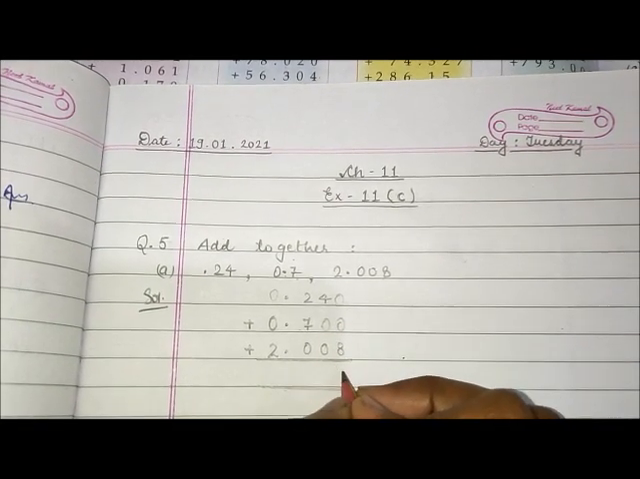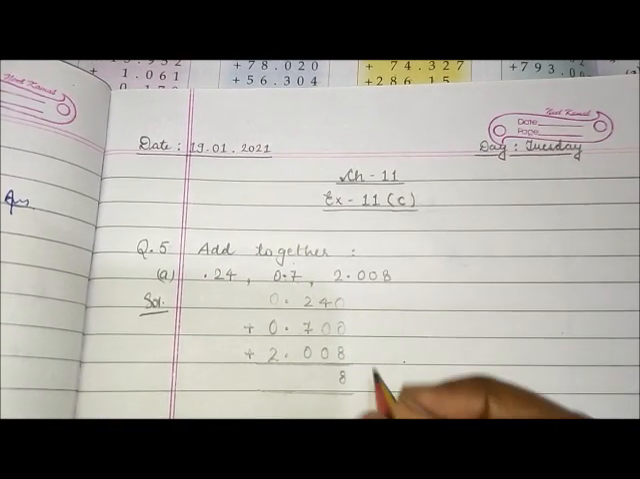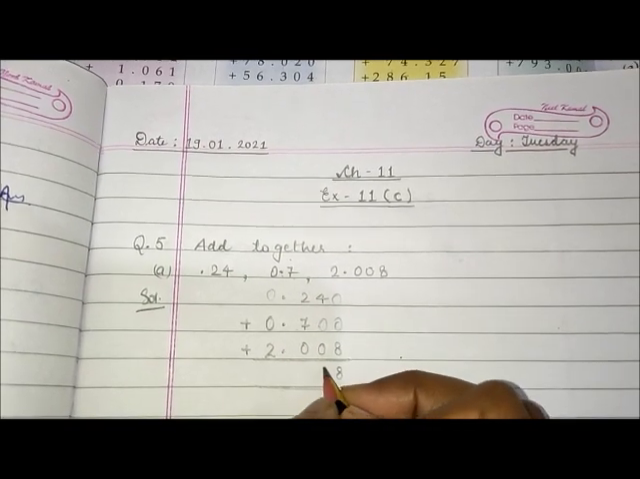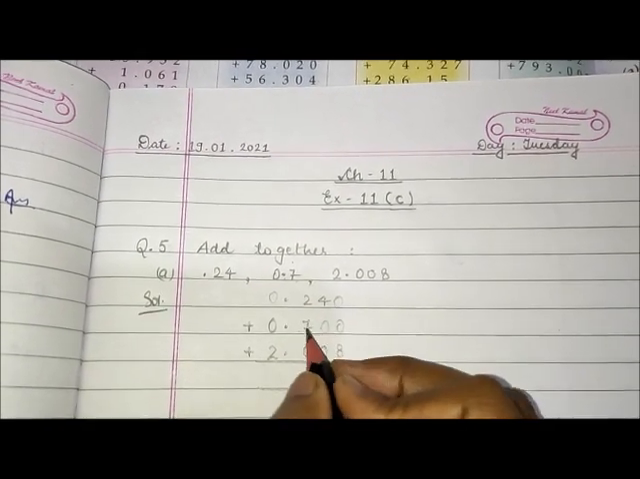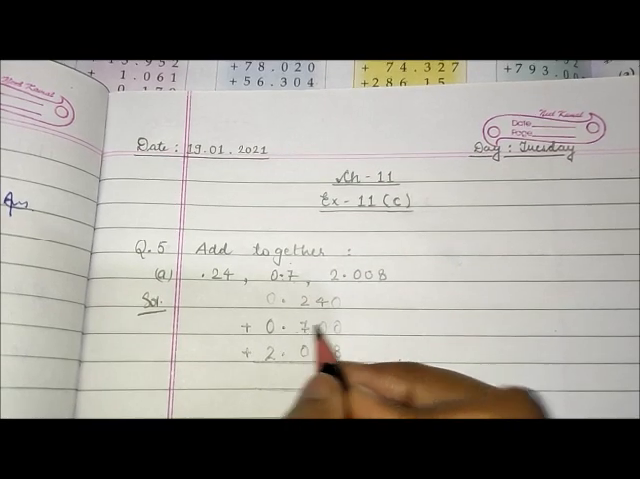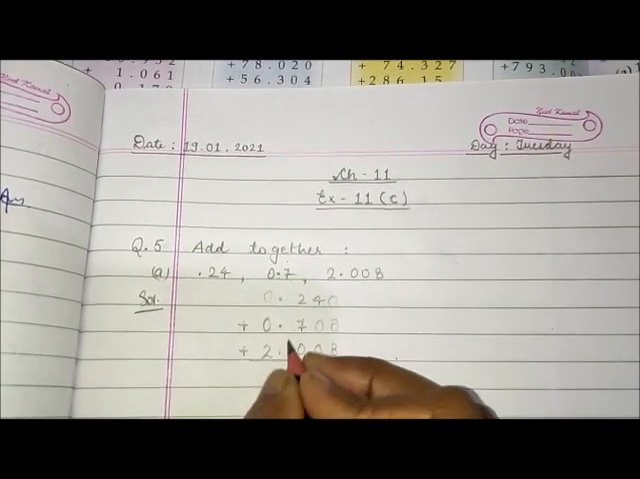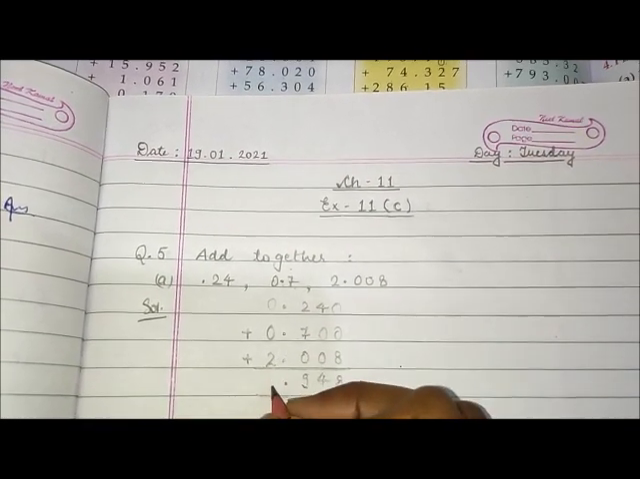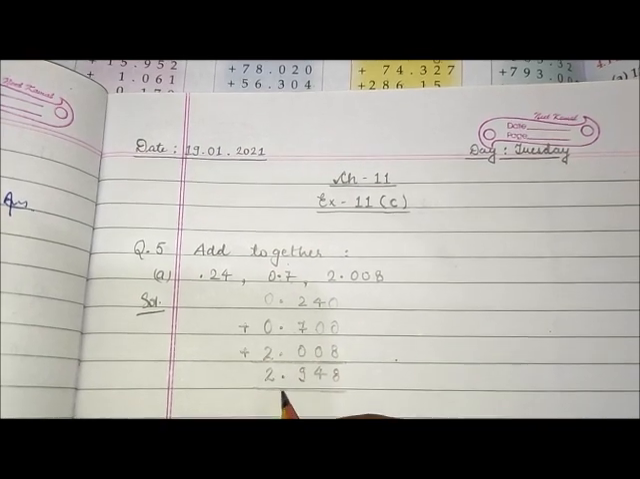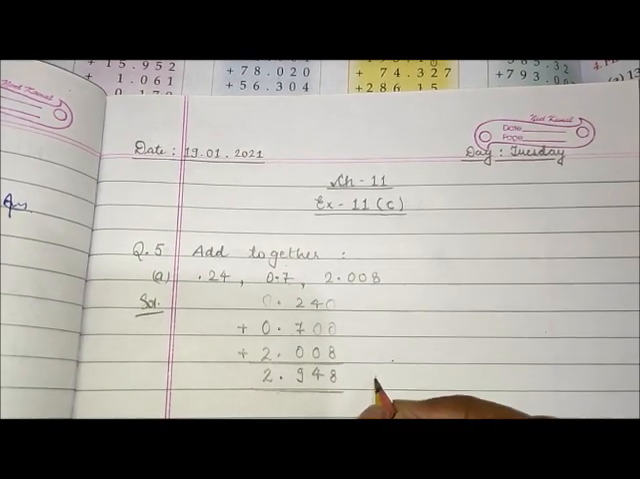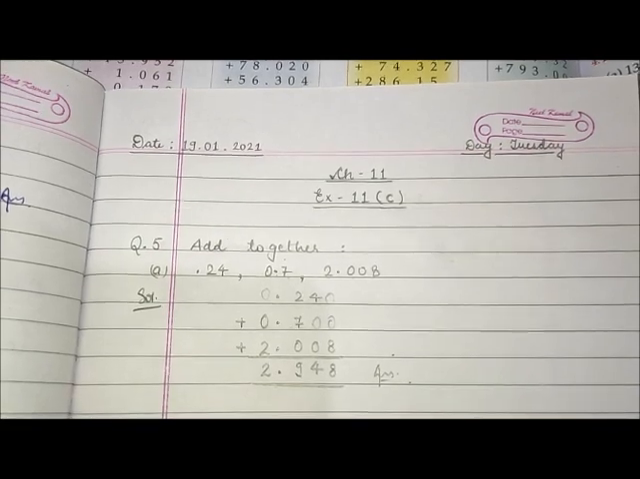Now we are going to add these decimal numbers. So this will be 8 only because अब ऊपर zeros ही हैं. यहाँ पे भी नीचे zeros हैं. So this will be 4 only. Here 2 plus 7 is 9. Then decimal point and यहाँ 2 है only. So this will be answer 2.948. This is the answer.